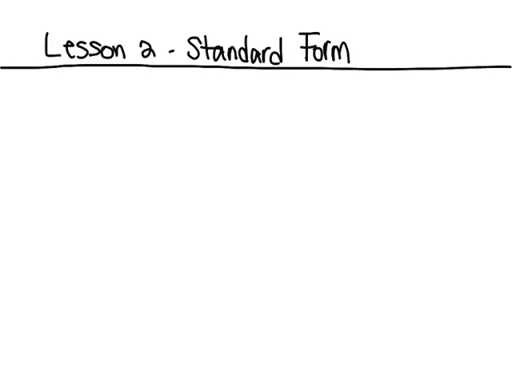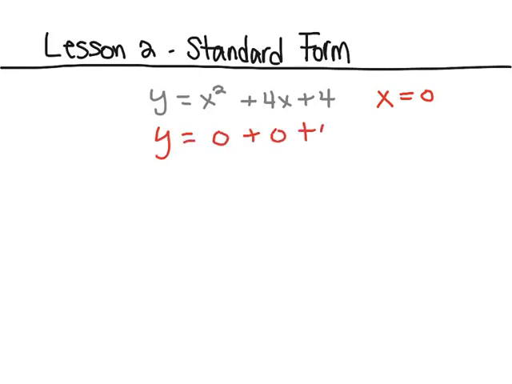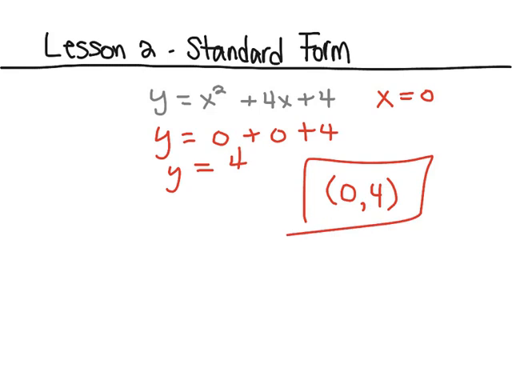Lesson 2, Properties of Quadratics in Standard Form. So first thing we're going to do is find the y-intercept. For y equals x squared plus 4x plus 4, to find your y-intercept you make x equal to 0. So y is equal to 0 plus 4, so y equals 4. So the intercept would be at (0, 4). So that's pretty straightforward, but it also helps you to graph.